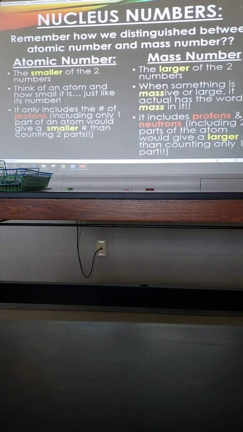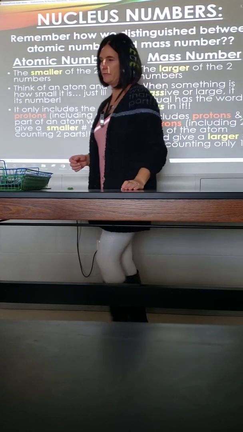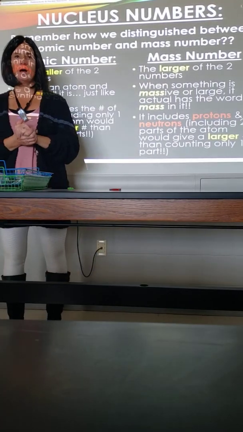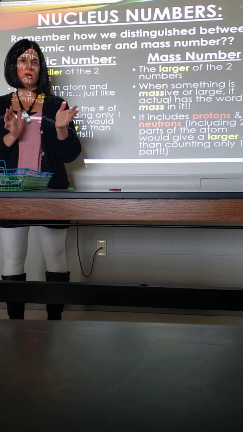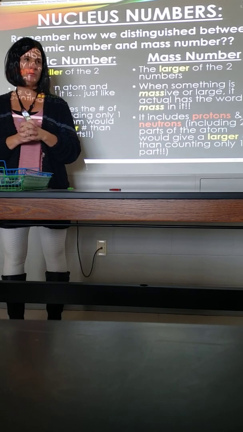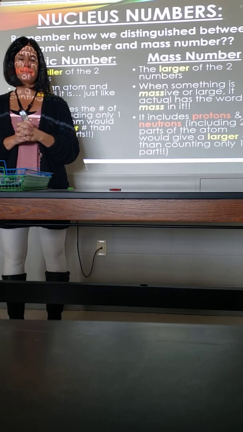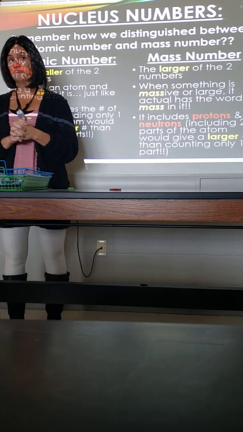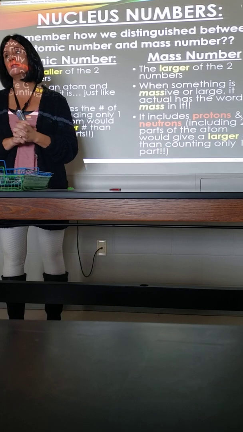Okay, so the only way that you can figure out the number of neutrons is by doing what? Because there's no number for neutrons on the periodic table. So what's the way that we do that? This is something that you guys should know. We've been talking about this on and off since the very beginning of school.